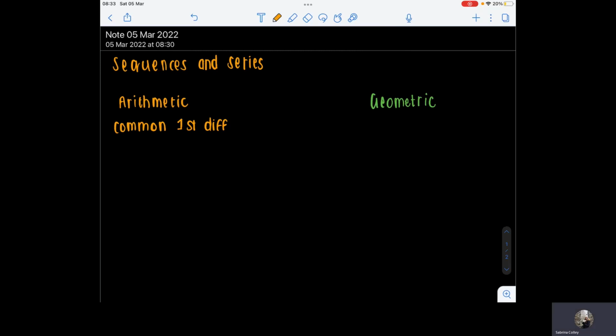And the formula that we use is Tn, which is the outcome of a term: a plus (n minus 1)d, where a is your first term, the outcome of your first term, and d is the first difference that we speak about. Then you would solve it algebraically to find a nice general term.